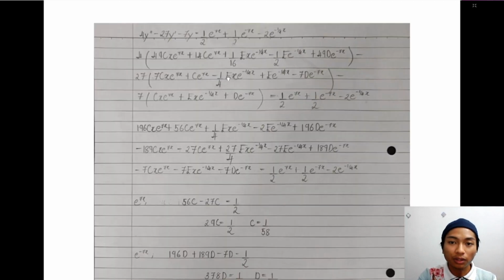next we will substitute them into the equation, which is 4y double prime minus 27y prime minus 7y. We need to substitute y with the yp, yp prime and yp double prime values we got earlier, and this is the final equation that we get.